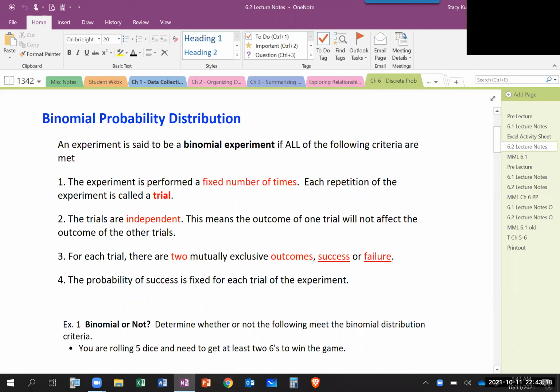All right, and each repetition of that experiment is what we would call a trial. The next thing has to do with, are the trials independent? Remember what independent was used for last week? When did we need to know if two events or multiple events were independent in order for us to be able to use what in probability? Addition. Multiplication is independence, right? Multiplication was independent, right?